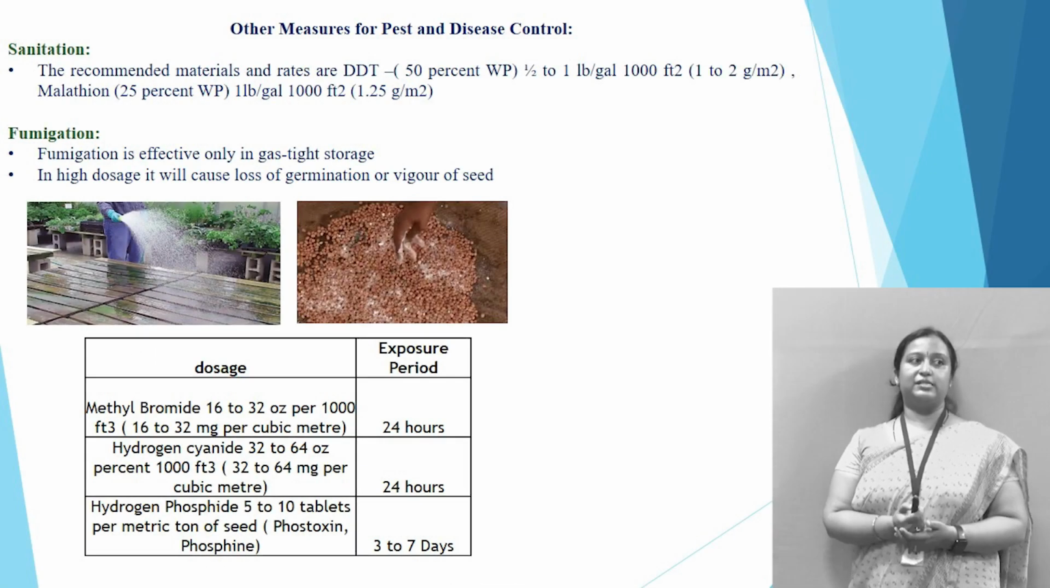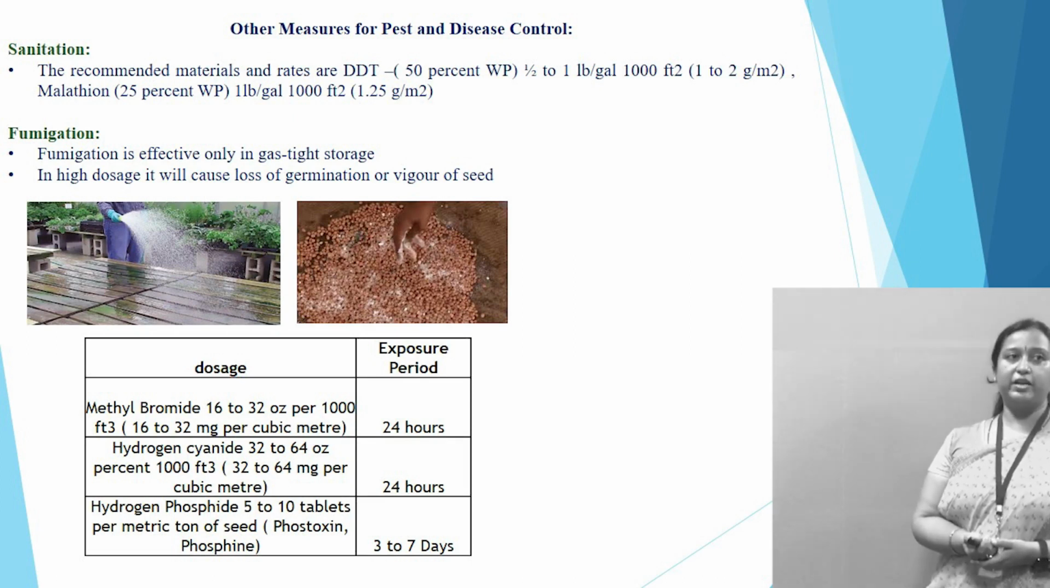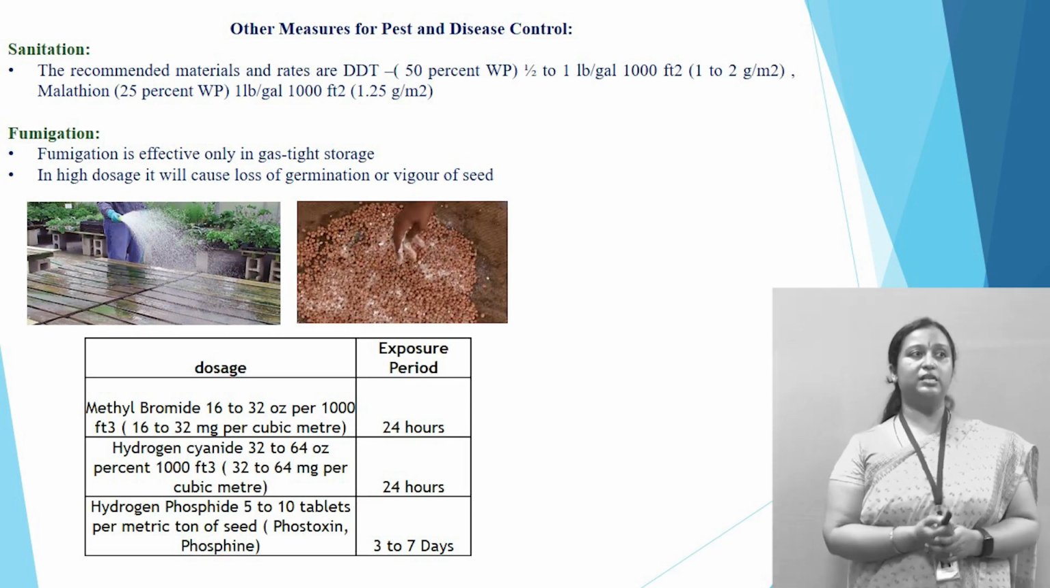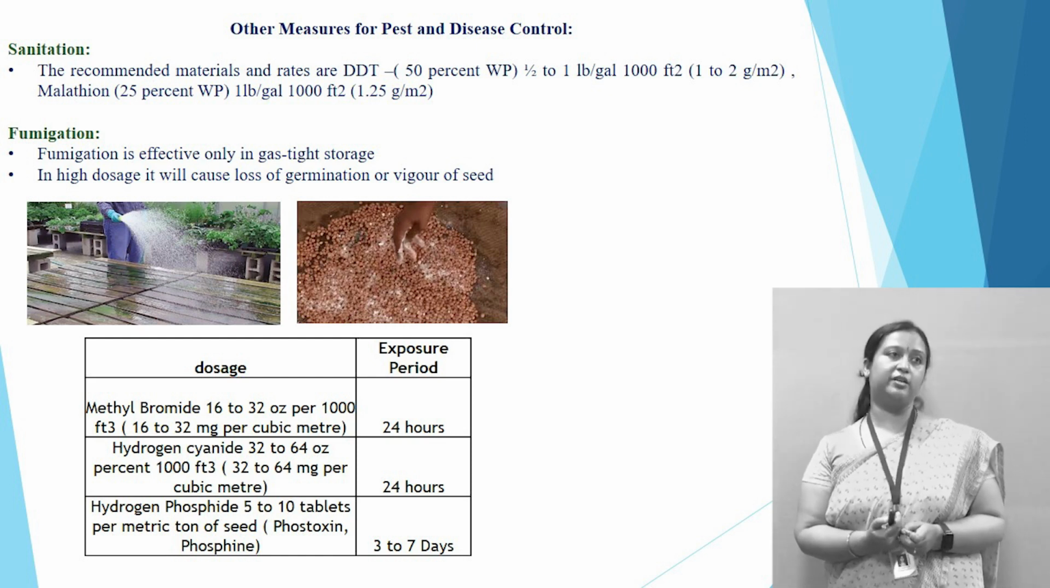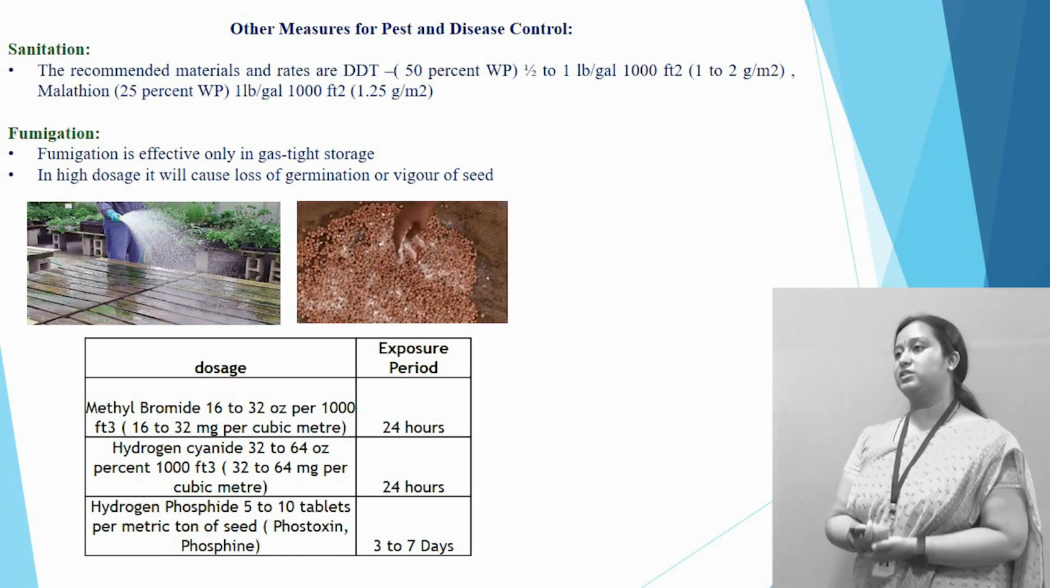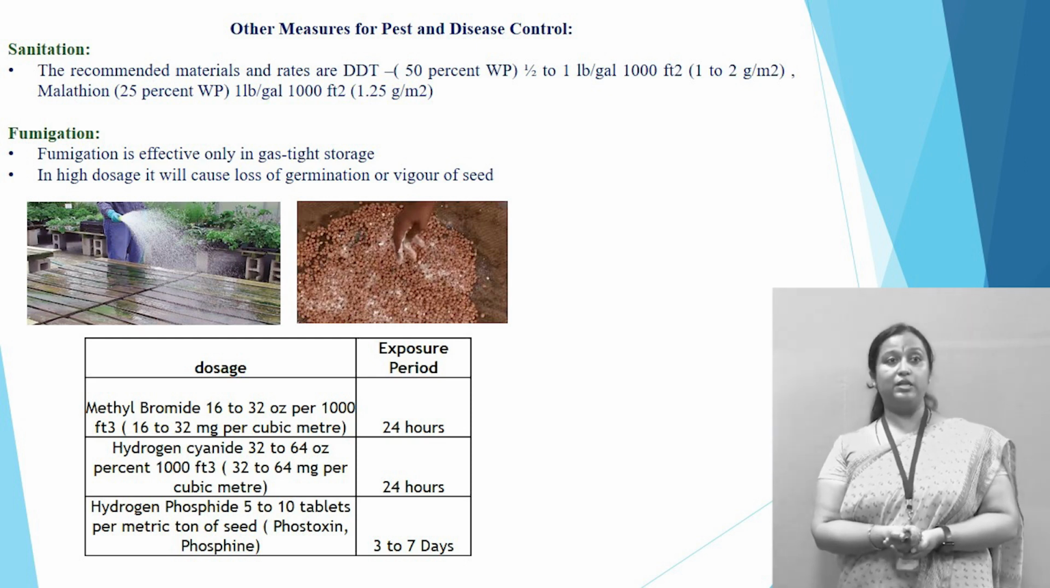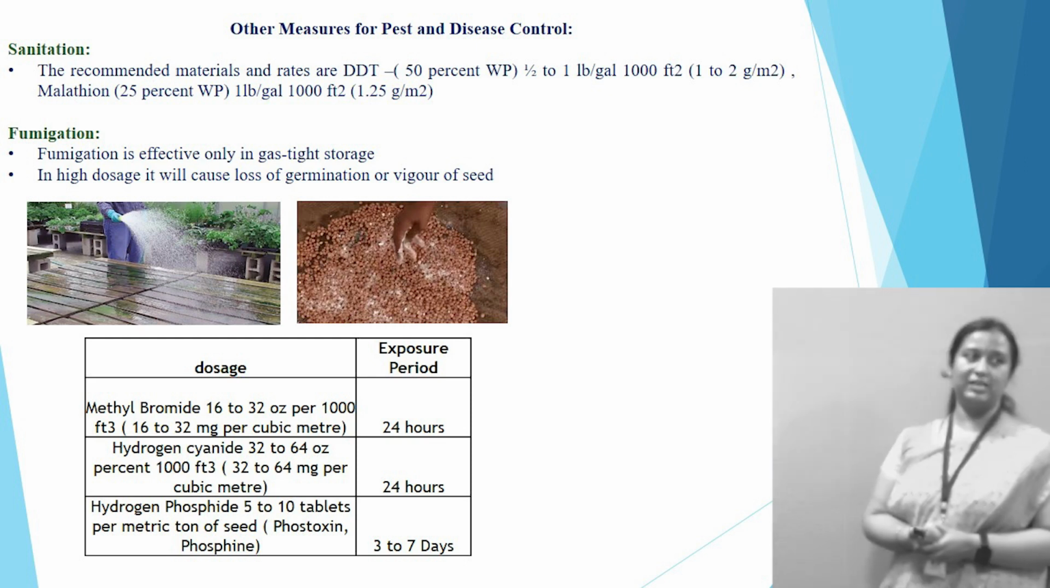Other measures like sanitation and fumigation can also be very effective for seed treatment. In sanitation, chemicals like DDT and malathion are mixed at a legally recommended dosage with water and sprayed evenly on the seed sample, or applied in the form of a powdered sample.